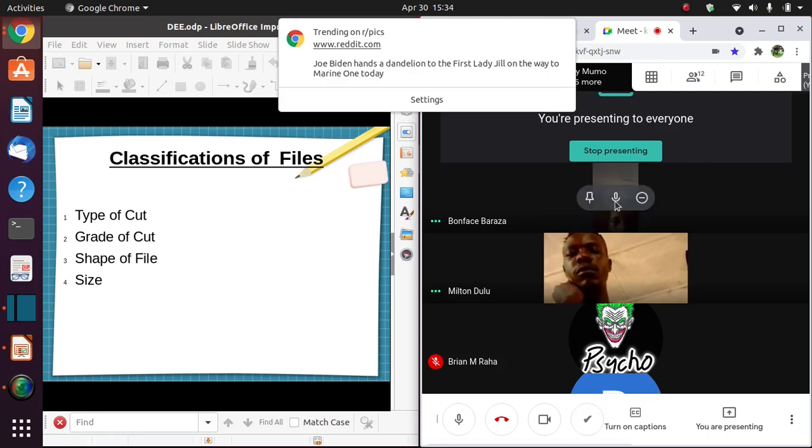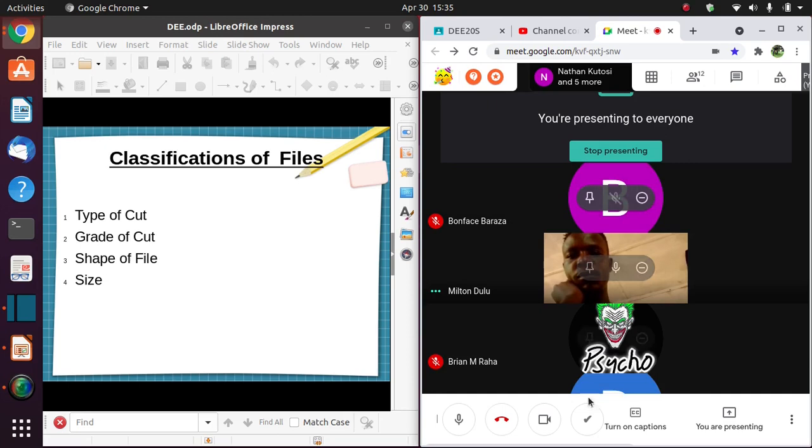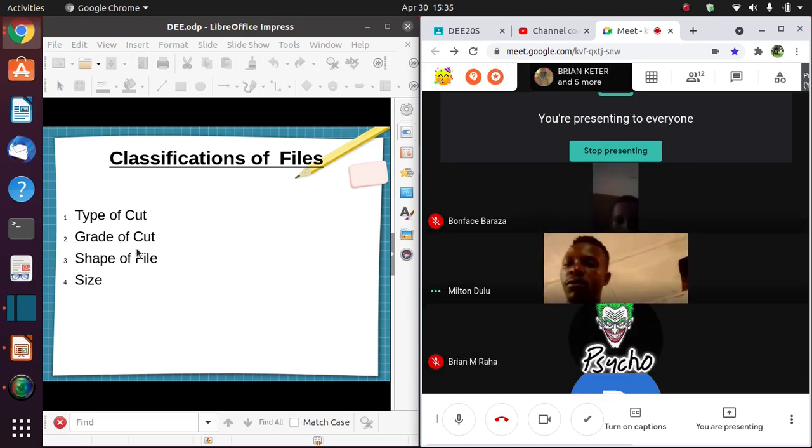Kuna double cut, yeah? We have teeth ambazo ziko two. Those teeth that are cutting in one direction and others sloping in the opposite direction. Now kulingana na grade of cut, ni kama sandpaper. Kuna file ambayo itakuwa from rough na kuna file ambayo itakuwa smooth.